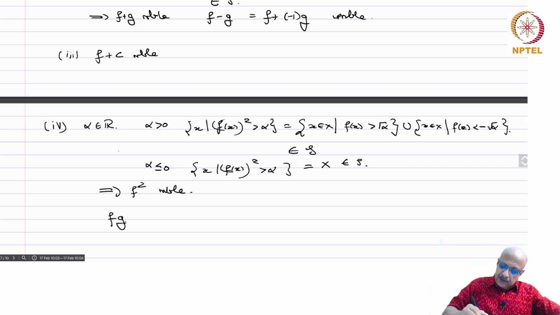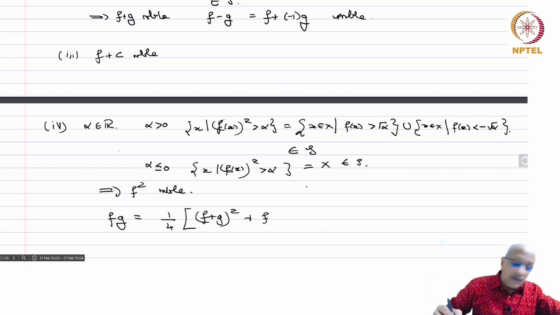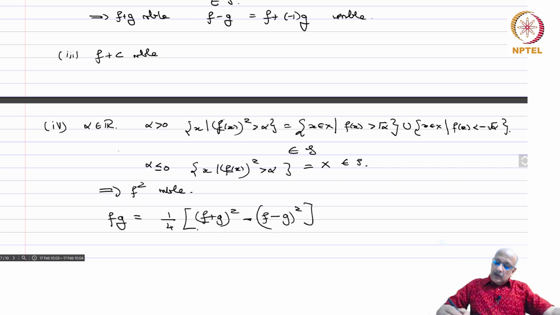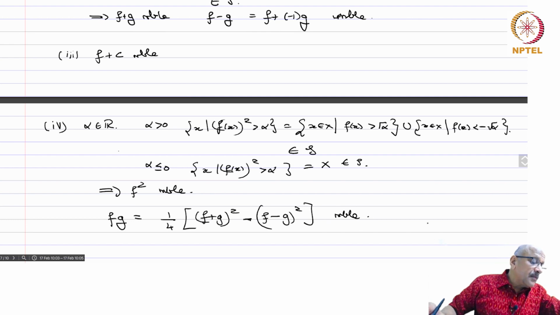Now fg can be written as 1 by 4 times (f plus g) square minus (f minus g) square. Now f plus g is measurable, so the square is measurable. f minus g is measurable, so the square is measurable. The difference of measurable functions is measurable. Multiplying by a constant 1 by 4 is measurable, so this is measurable. Okay, so this proves this.